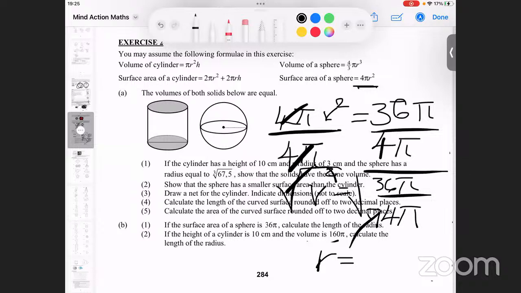Ma'am, it's 9. Yes. So that means the radius is 9. That means the length of the radius is 9.